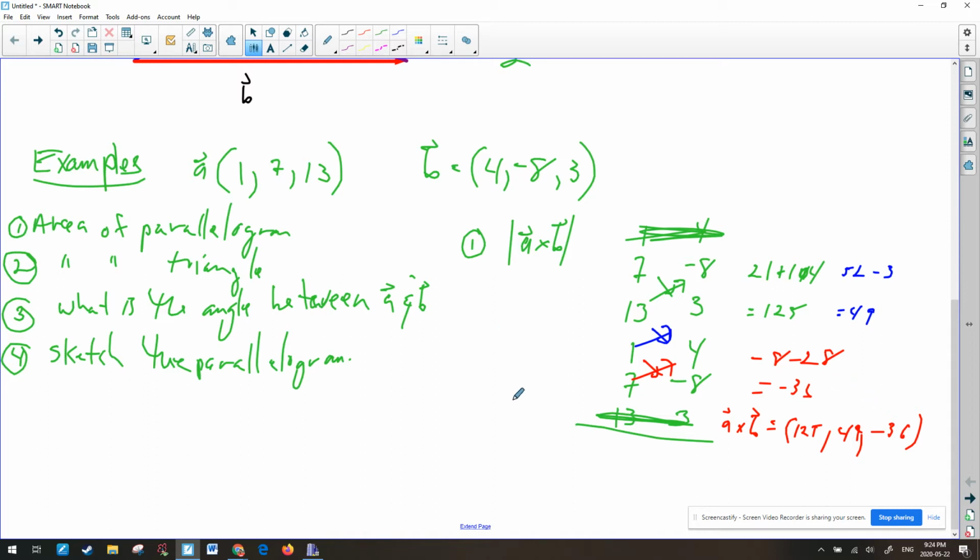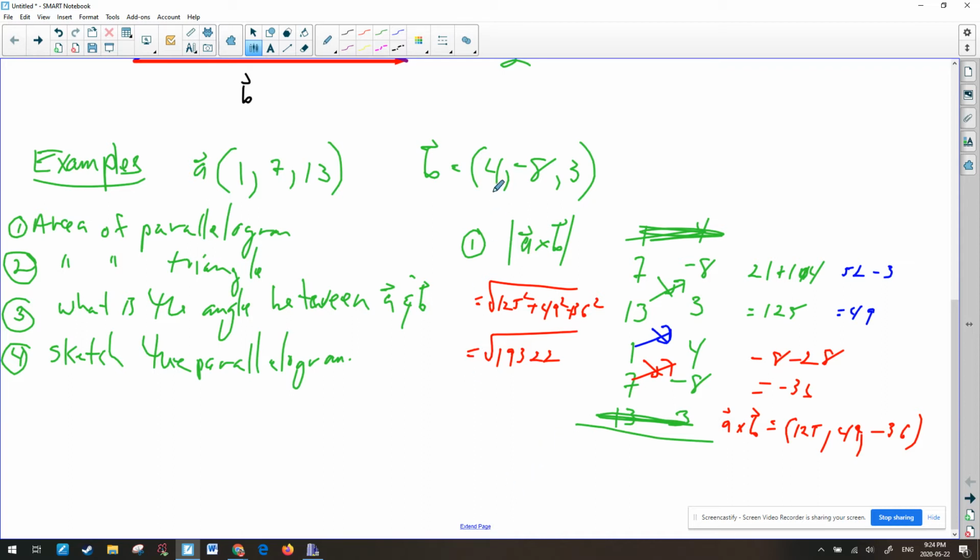So if I want now the magnitude, which I do, it's equal to the square root of 125 squared plus 49 squared plus 36 squared. Yeah, it's really negative 36 squared, but I know it's going to be positive, so I don't really care. So that's going to be equal to, if I've done this correctly, and I have a note on it because I've done it before, so I think it's correct, the root of 19,322. So that is what the area of the parallelogram is, right? It's that, whatever that is. So I have no idea. But that's what it is.